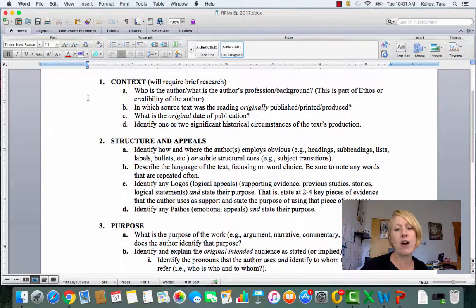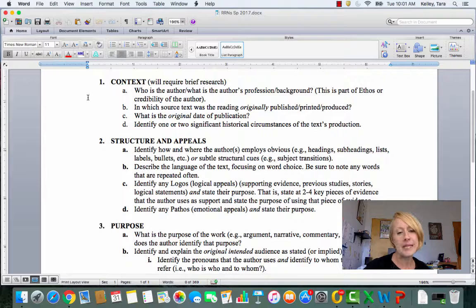Identify how and where the author employs obvious headings or structural cues. How do you know how this piece was organized? Really think about how an academic piece is organized and how this particular academic piece is organized. Think about how that organization is done.